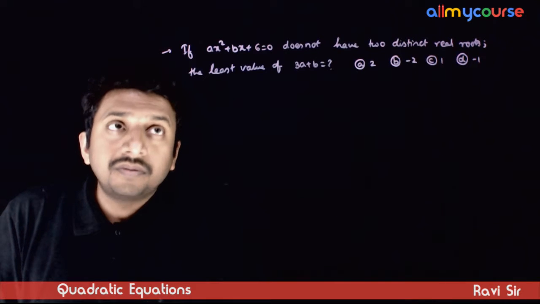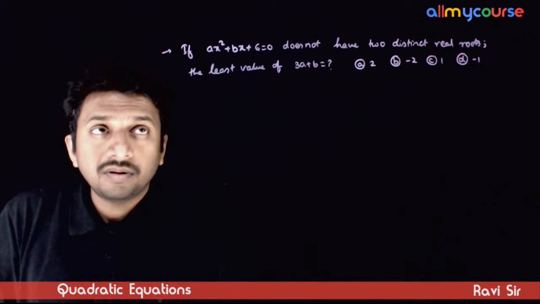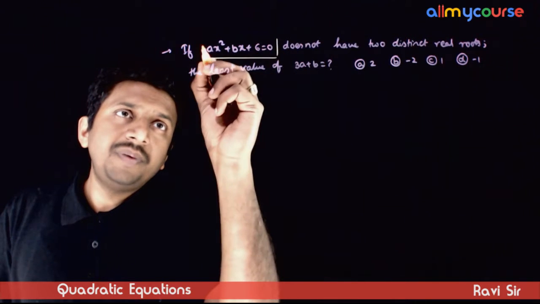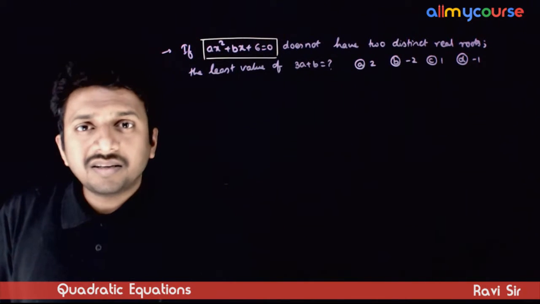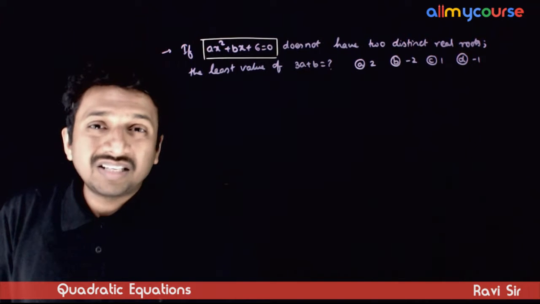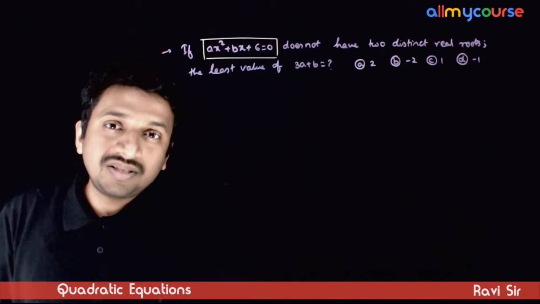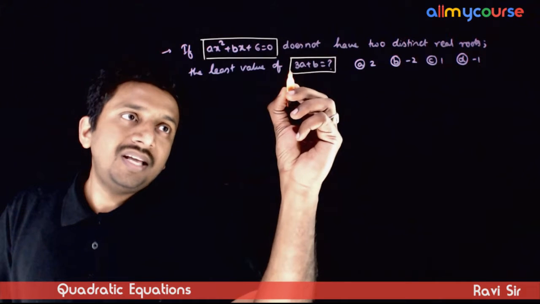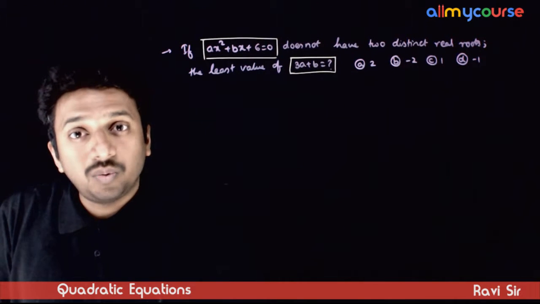So welcome students. In this question, you're given that if ax square plus bx plus 6 is equal to 0 does not have two distinct real roots, then the least value of 3a plus b is equal to what?